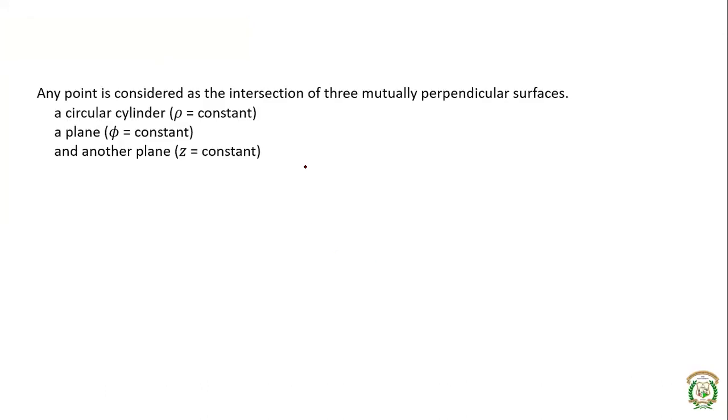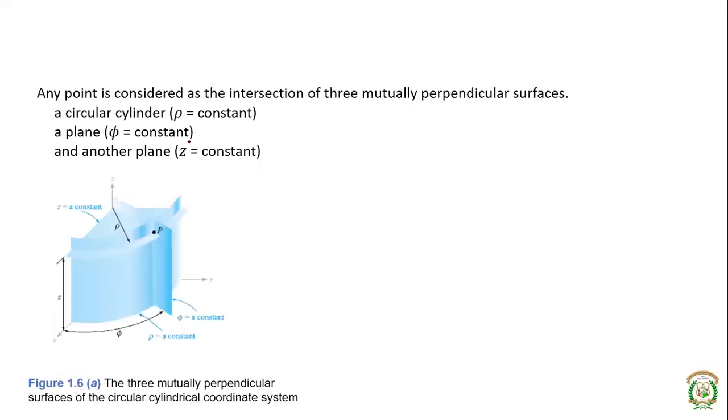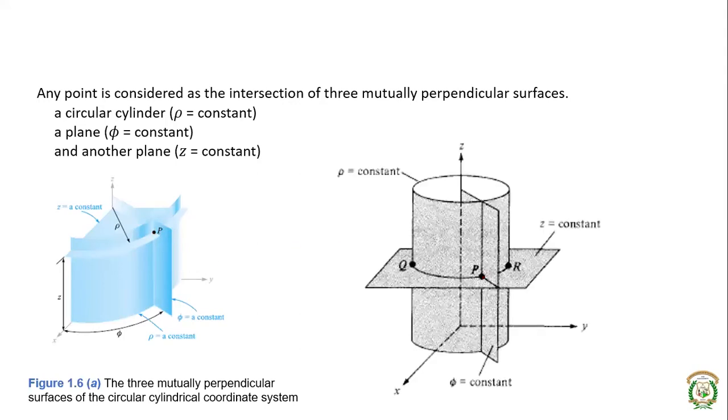Any point can be considered as the intersection of three mutually perpendicular surfaces, just like in the rectangular coordinate system. Even here, there are three mutually perpendicular surfaces, but they are not all planar surfaces. One surface is a cylinder, one surface is a plane, and another one is another plane. In a cylinder the radius is constant. So this way you can see it's a part of a cylinder. So a point lies at the intersection of three different surfaces. It is more clear in this particular diagram, right?